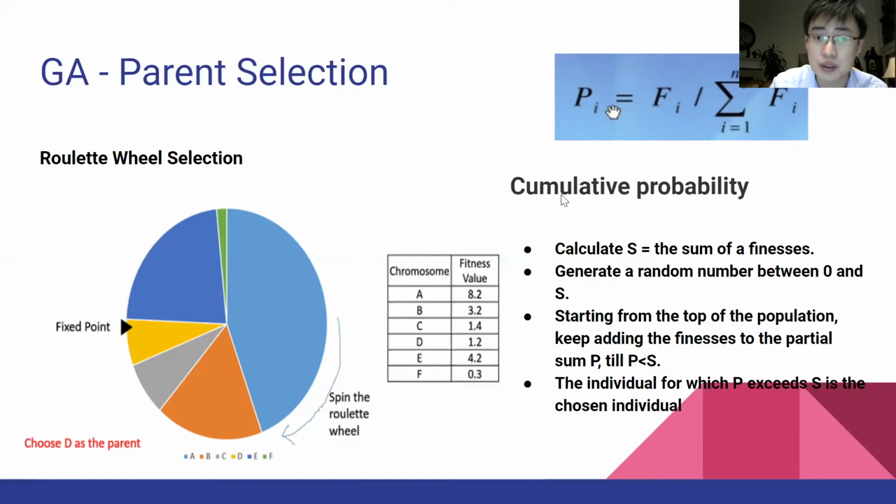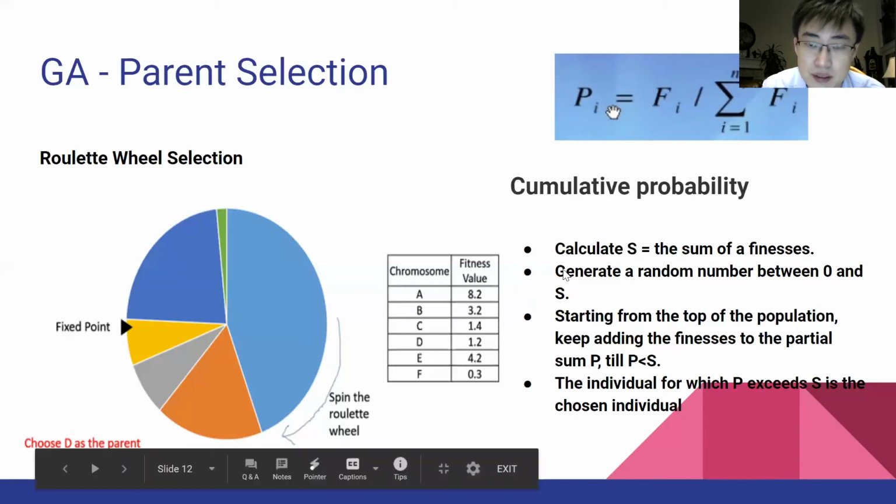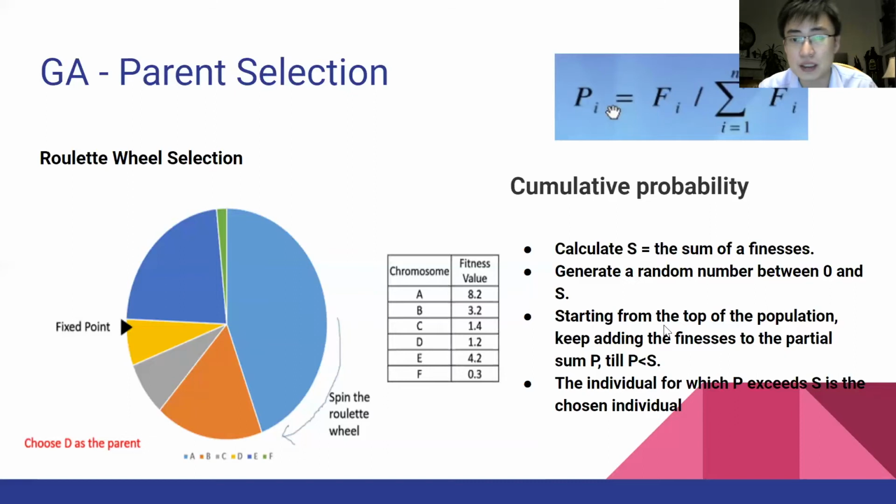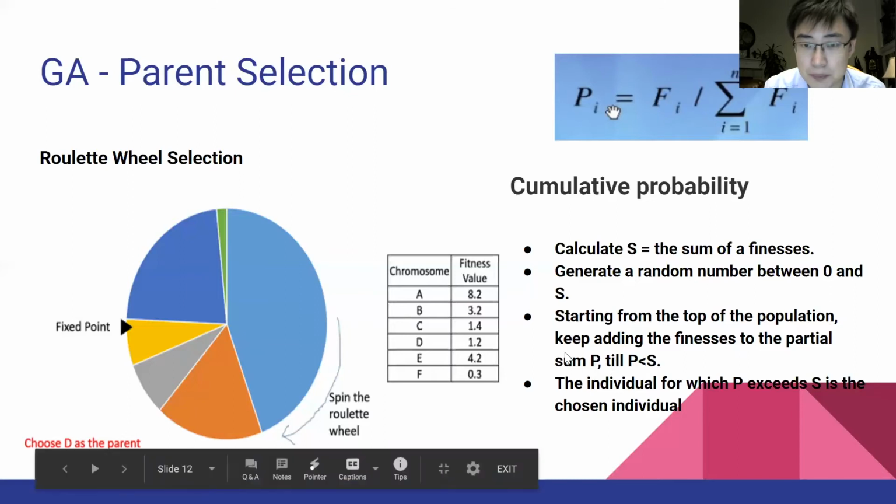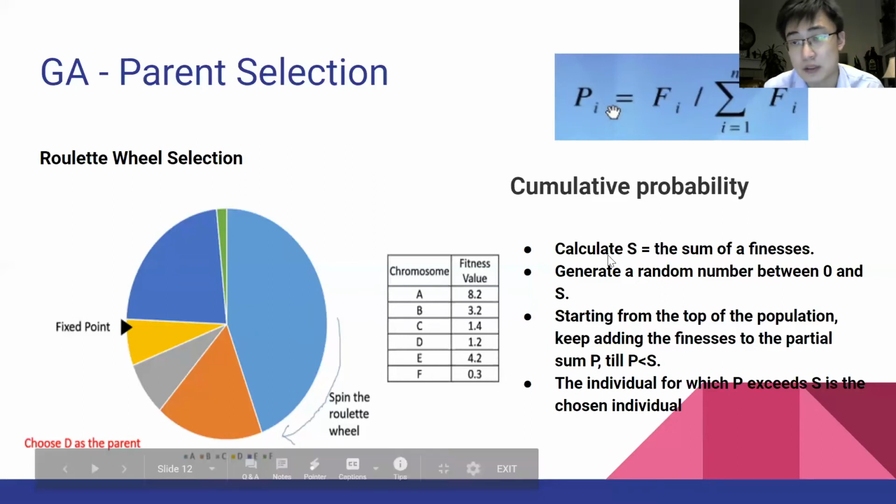We usually use the cumulative probability. What does that mean? First step: calculate the sum S of the fitness values, and then randomly generate a number between 0 and S. This is the fixed point. The second step: starting from the top of the population, add those fitness values into the partial sum P, until P exceeds S, and that chromosome will be selected.